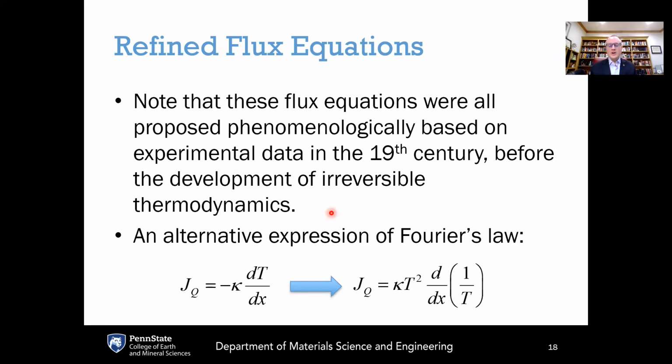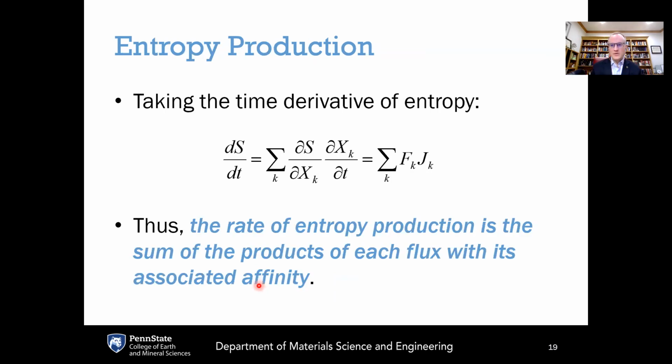And as I mentioned, all of those flux equations were proposed phenomenologically based on experimental data in the 19th century, well before Onsager's development of irreversible thermodynamics. So this common form of Fourier's law here can actually be expressed in equivalent format directly from Onsager's relation using a gradient in the reciprocal temperature compared to the temperature itself, and it all works out fine. In getting Fick's first law, we do have to make a couple of assumptions, and we will do that at the beginning of the next lecture in chapter 3, which focuses entirely on Fick's laws of diffusion.